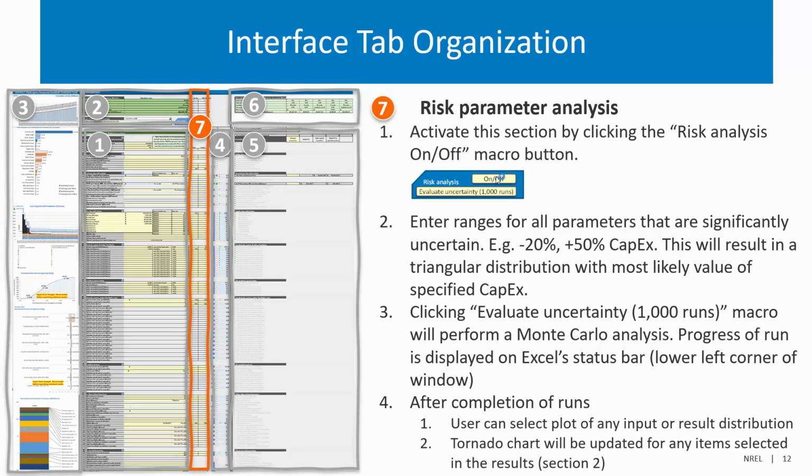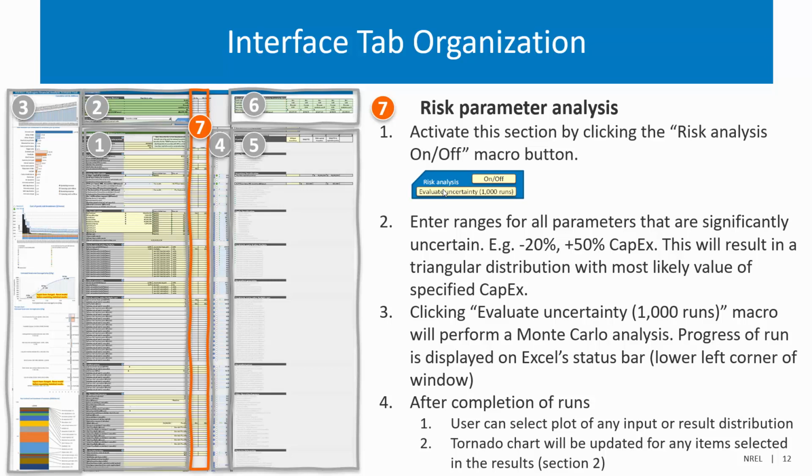This button up here, if you click risk analysis on off, it will reveal inputs for almost any parameter. You can provide a minus percentage to plus percentage relative to the most likely value that you've provided in your primary example. There is also a button that says evaluate uncertainty. When you click that, depending on the speed of your computer, it might take anywhere from a couple of minutes to longer if you have a lot of Excel files open, or if you're running on a slow machine. For my laptop, it takes about 2 minutes to run 1,000 scenarios, where Monte Carlo analysis is going to roll the dice on any of the input parameters and run the financials for that scenario and provide a distribution of outcomes relative to the distribution of inputs.